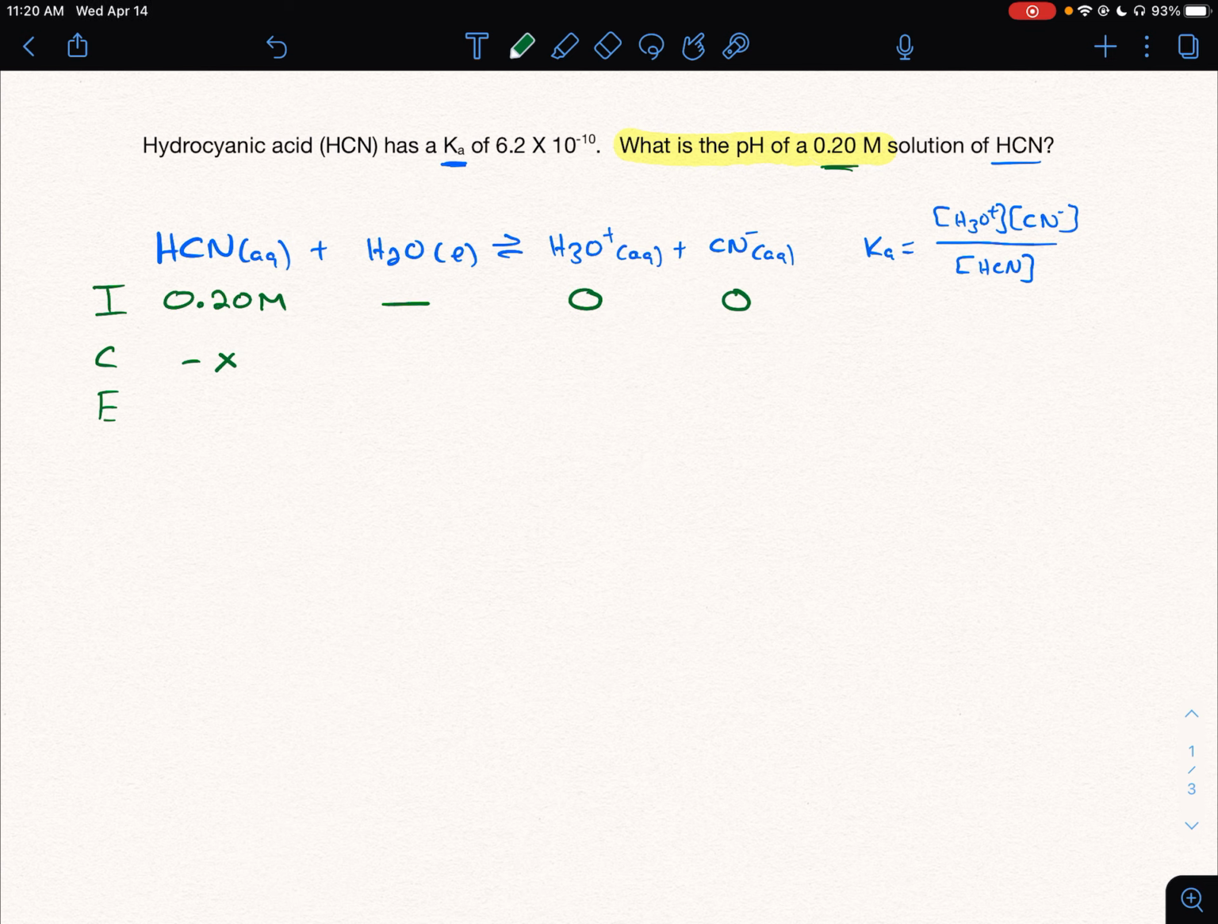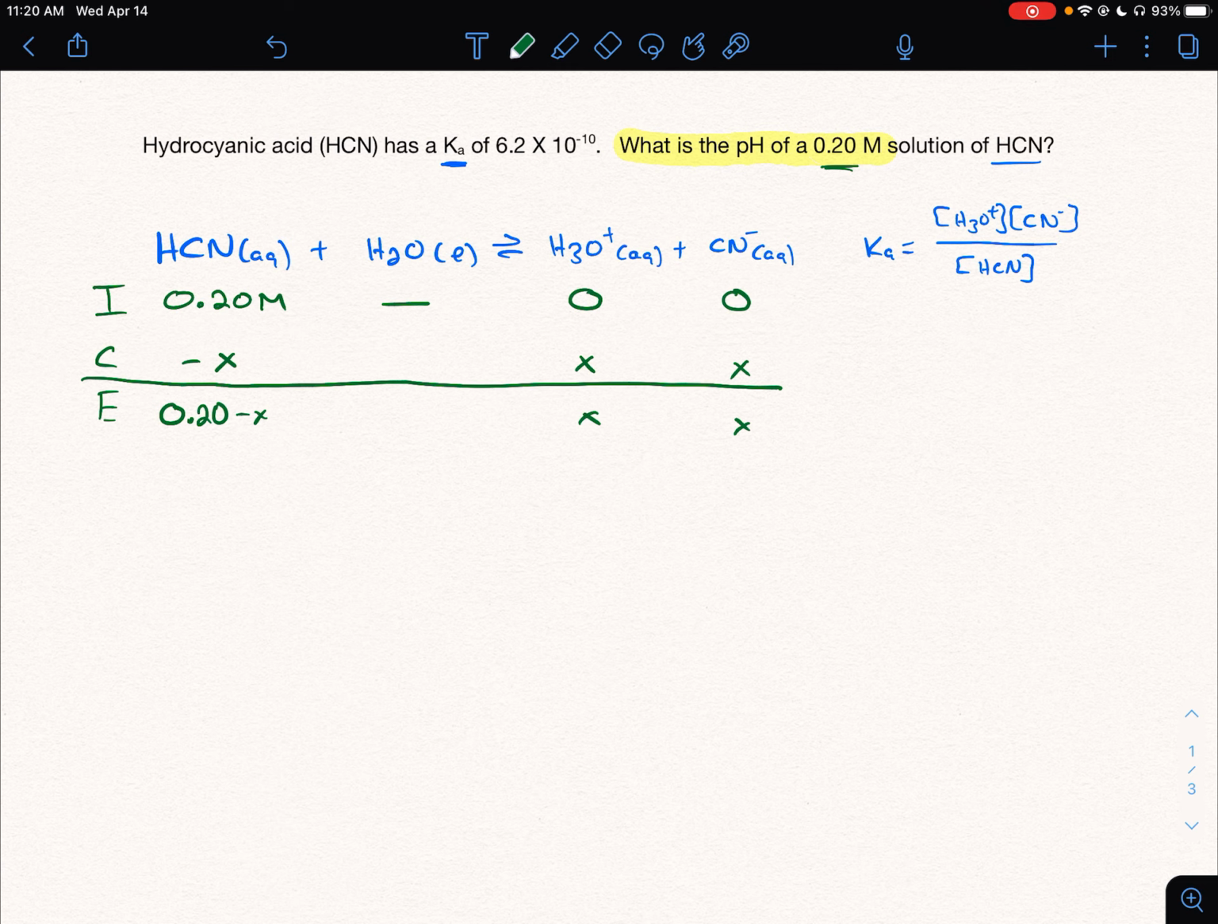We don't know how much yet, so we're just going to call it minus X. And then on the product side, we're going to form hydronium and cyanide. Since these are all in a 1-to-1 ratio, we have plus X and plus X. And to come up with expressions for our equilibrium concentrations of each of these, we just add the I and the C together. So HCN ends up being 0.20 minus X, hydronium is X, and our cyanide is X.